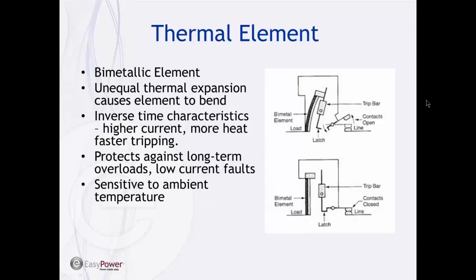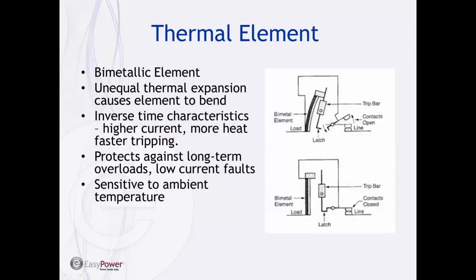So I borrowed an image from an old Westinghouse book I had on molded case breakers. This shows the thermal element. If you look down at the bottom diagram, this is the normal operating condition. So the current path goes through the contacts, up around here, down this way, and back out to the load.